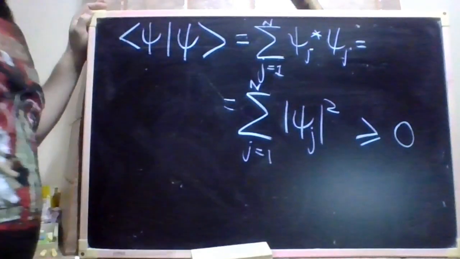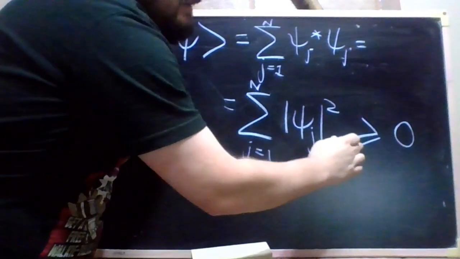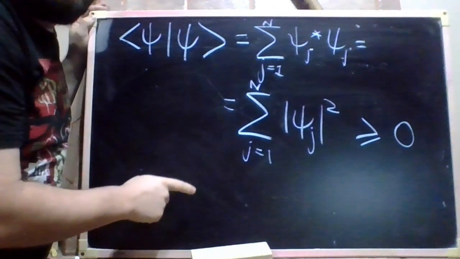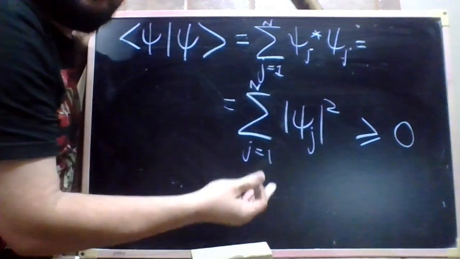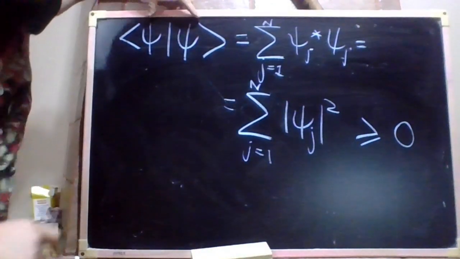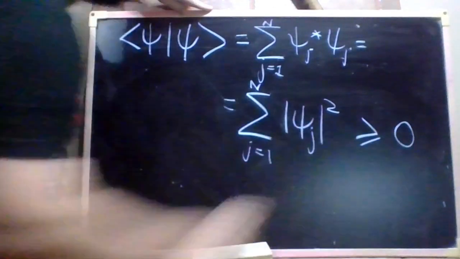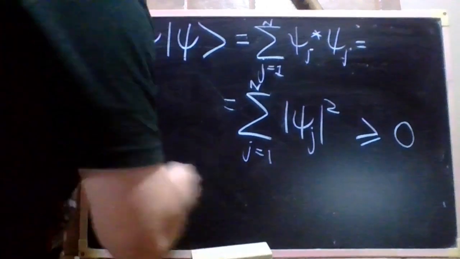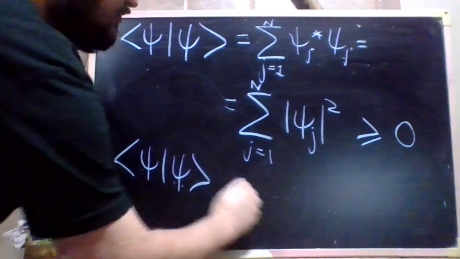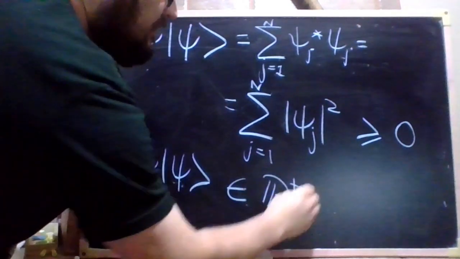This is greater or at least equal to zero. It will be equal to zero only if this vector is the null vector. In any other situation, this scalar product, this inner product in the Hilbert space, will produce a positive real number. This thing here is supposed to pertain to the reals, positive including zero.